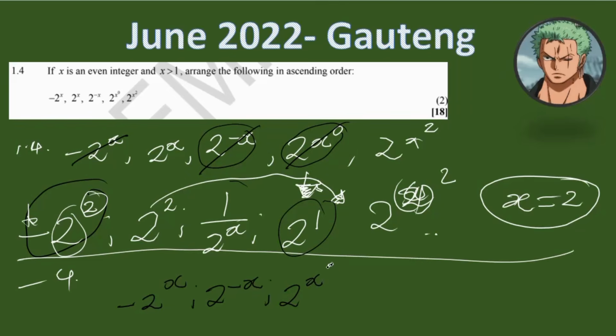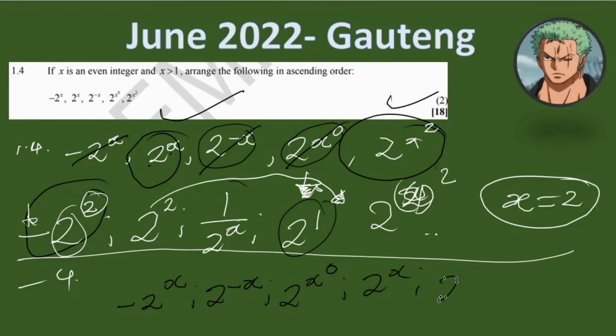2 raised to x raised to 0, right? This is ascending order. And afterwards I have this and this. Which one is the bigger number between the two, right? So this is just 2 raised to x, but this is that 2 raised to x and all that raised to 2, so which means this is smaller than this one. So what's following is 2 raised to x, and the last one is 2 raised to x raised to 2. Beautiful, 2 marks there. So that's the last part of it.